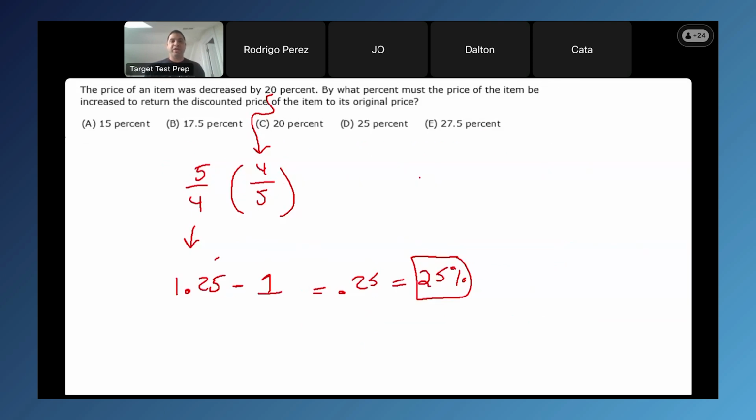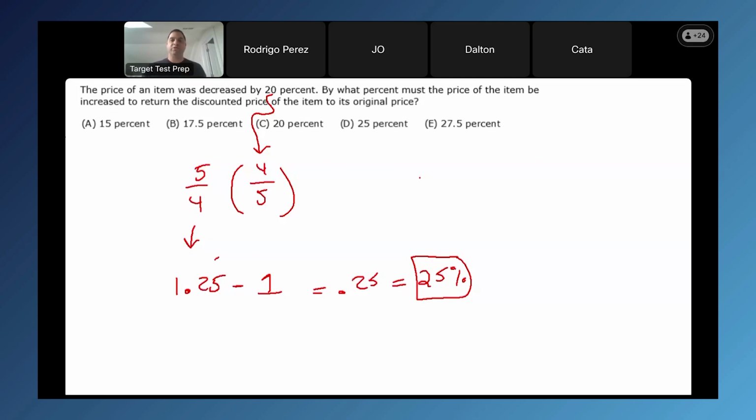I guess the thing you need to understand, the trap on the GMAT is if someone says something decreased by 20%, by what percent do I need to increase it to get it back to its original? Most people who don't understand percents are going to say, oh, well, that's easy. You decrease by 20%. I have to then increase by 20%. That's not true. And you could test it out. You could do it all day long with a calculator. It's not going to work out.